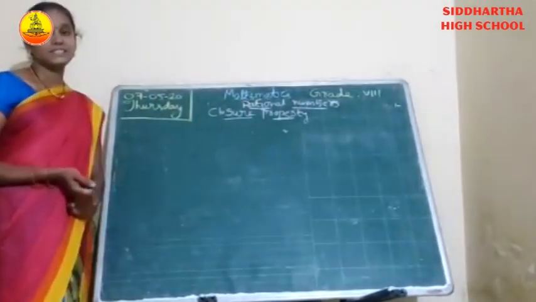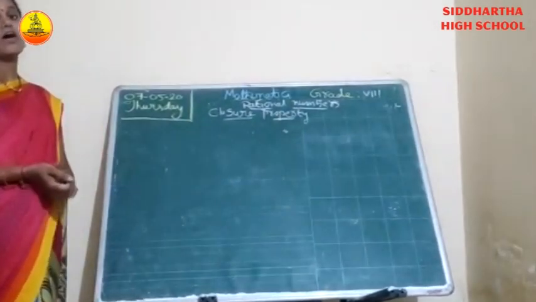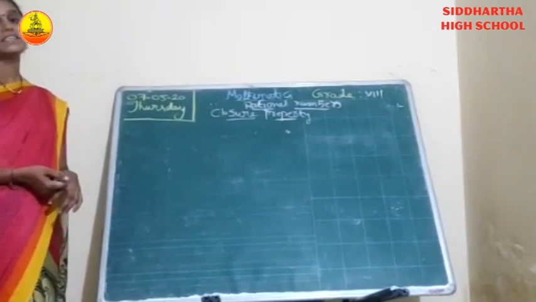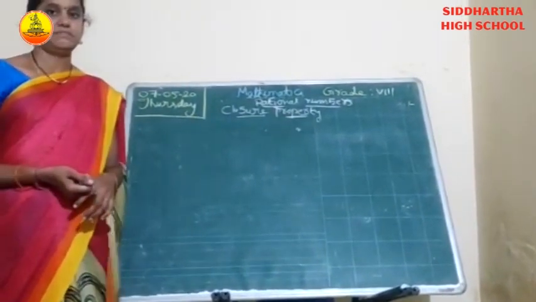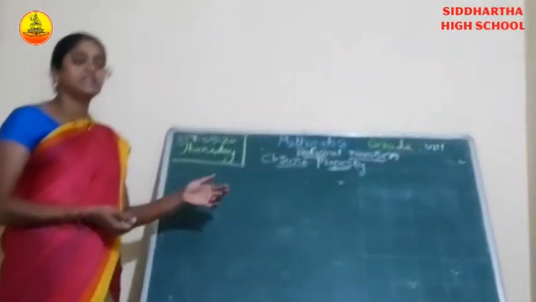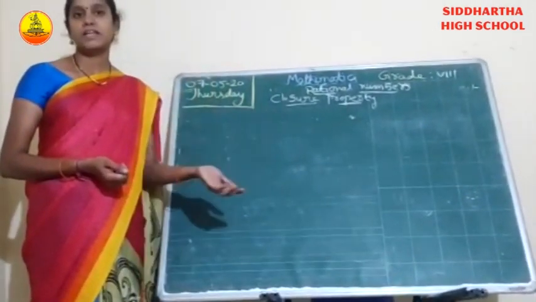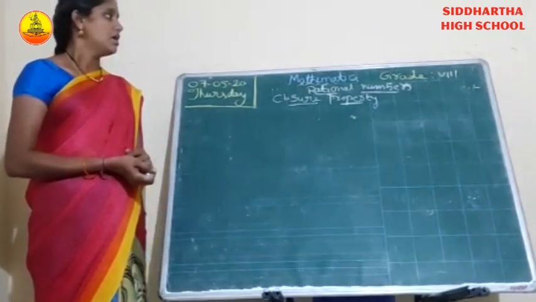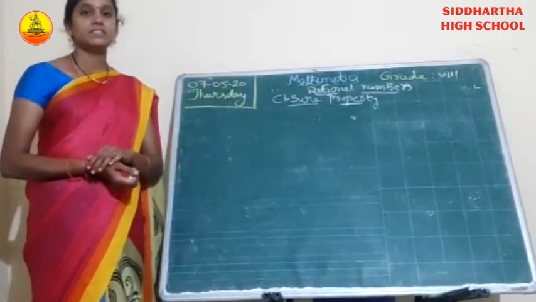Now what are integers? All whole numbers along with the negatives of natural numbers are called integers. Integers are denoted by I or Z. In the integer set, all positive numbers will be there, all negative numbers will be there, and 0 also will be there. Now what are rational numbers?